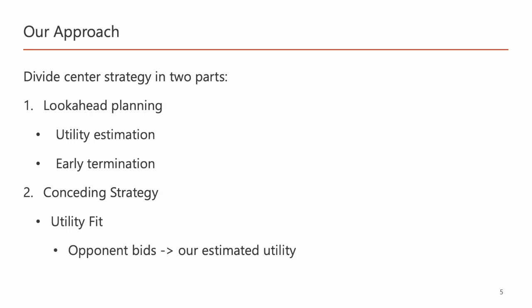Our approach will be to divide the center strategy in two parts. One is this idea of look-ahead planning to estimate the utilities of these sub-outcomes, and when the outcome space becomes too large, we'll employ early termination. Then our conceding strategy: how can we get the offers that we want the best at each sub-negotiation? We'll do this via utility fit. Trian will now present the look-ahead planning.